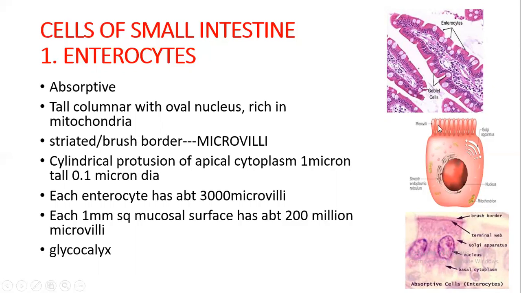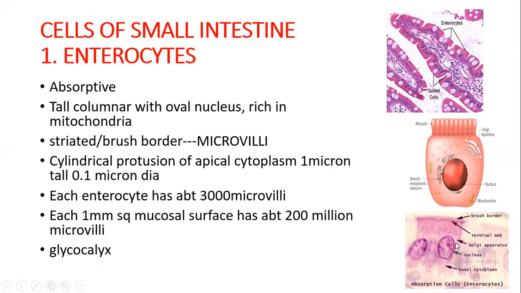The apical part is covered with microvilli. Microvilli are cylindrical protrusions of the apical cytoplasm. They are about 1 micron in height and 0.1 micron in width. These microvilli give it a striated border or a brush-like appearance. See, they have this striated appearance, brush-like border appearance. This you can see in higher magnification.